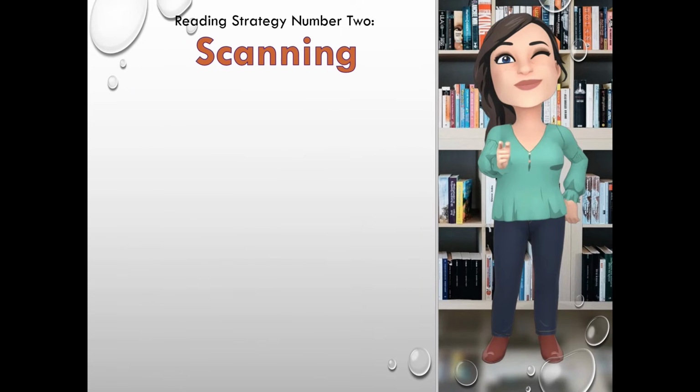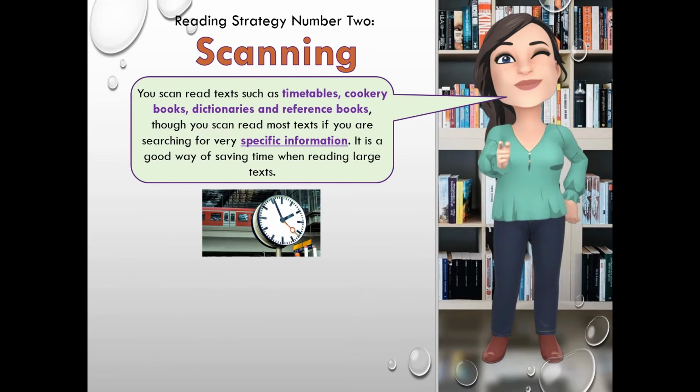Reading strategy number 2, scanning. How is this different to skimming? Well, rather than looking over the page to determine whether you might read the text in more detail, you are looking for something specific. So you have something in mind that you are looking for.